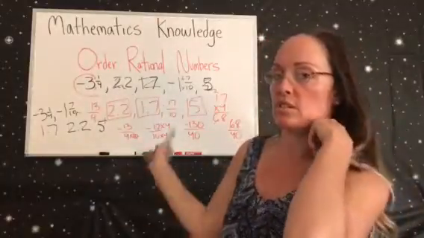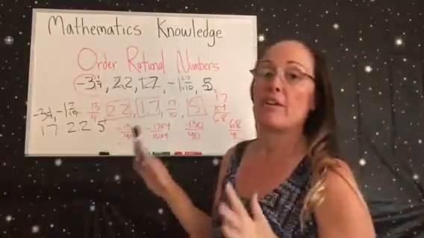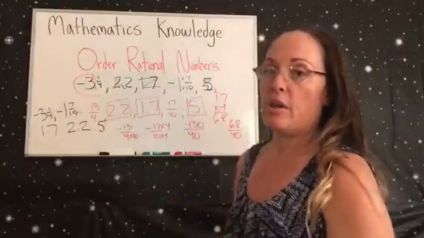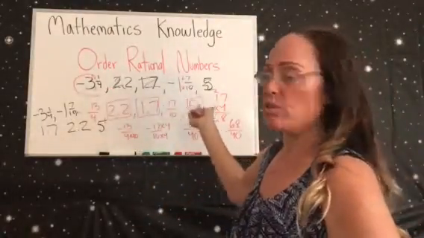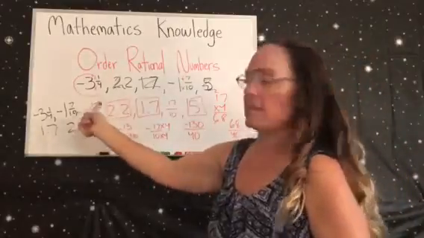If they want greatest to least, you just reverse it. So the bigger negatives are smaller, so they're going to go first. And then you're going to build up and get closer to the positives, and that's least to greatest.